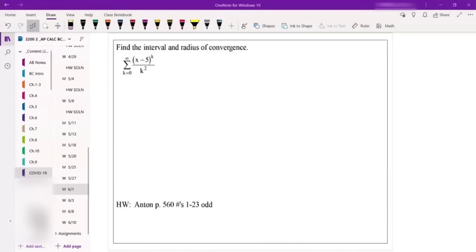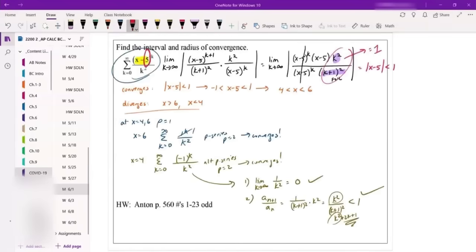All right, here's the last one. Find the interval and the radius of convergence. It's the same directions over and over. You notice the x, so therefore it's a power series. You can pick that out right away. But I don't even think you'd have to do all this on the AP test. So that's going to give you this.